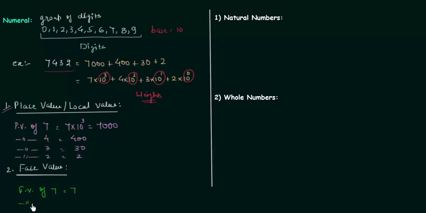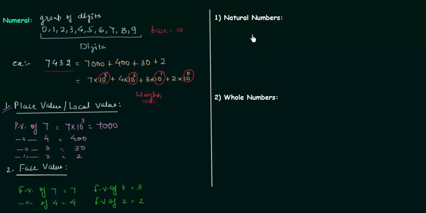And in the same way, when we have to find out the face value of 4, it is simply 4. Face value of 3, it is 3, and face value of 2, it is 2. So this is all for numerals. Now we will move to different types of numbers available to us. First type is natural numbers. So what are natural numbers?